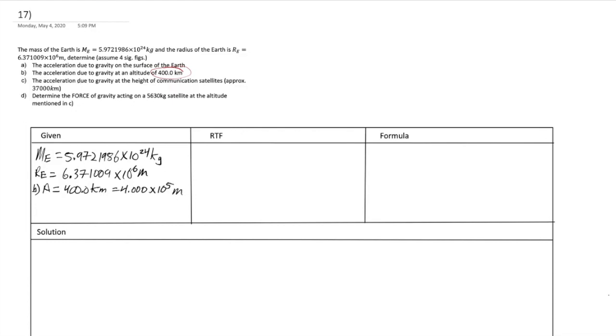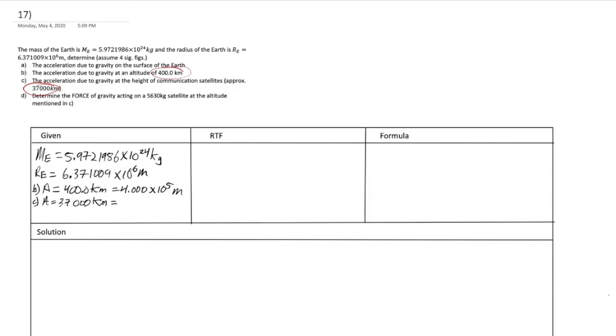For part C, we're asked to find the acceleration due to gravity again, but at the height of communication satellites, which is approximately 37,000 kilometers. And you read that correctly. Communication satellites are located 37,000 kilometers above the equator. To give you some context, the circumference of the planet at the equator is approximately 40,000 kilometers. So communication satellites are as high as the Earth is round, which is a pretty remarkable number when you think about it. Also explains why you lose satellite signal during rainstorms.